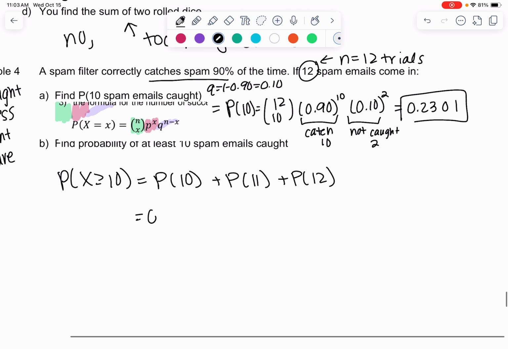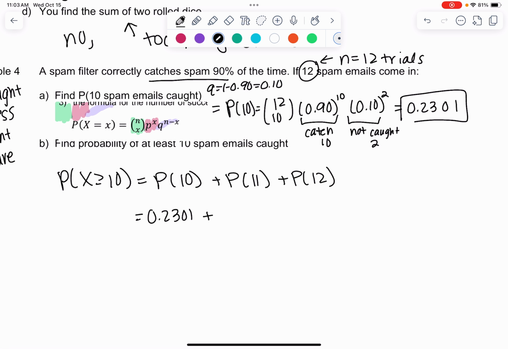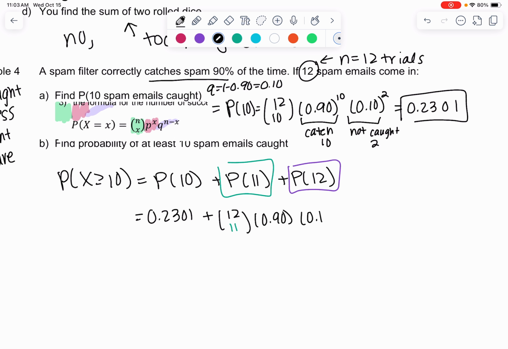Luckily, we already found 10, so I'm going to go ahead and copy that number down. And then what we're going to do is we're going to repeat the formula for 11 and 12. And once you've done it once or twice, I promise it's very similar. So it's going to be 12, and then instead of choose 10, it's going to be choose 11. The probabilities remain the same, but now we have 11 successes or 11 caught, right? And so if 11 are caught, then 1 is not caught because it's out of 12.